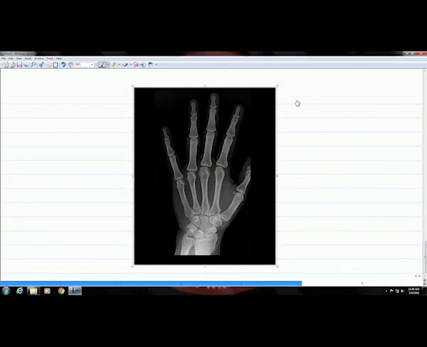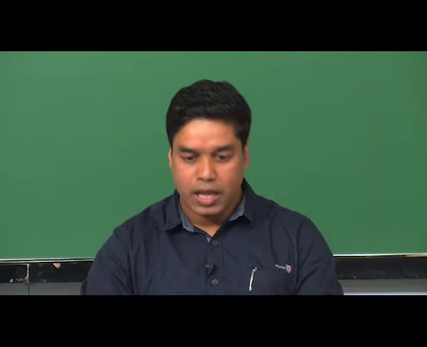Now, if you look at our body parts, bones are the most dense in the human body. So, when the X-rays pass through the human body, bones are the areas where the absorption of the X-rays will be much higher compared to any other portion of our body. So, what happens when you do radiography?